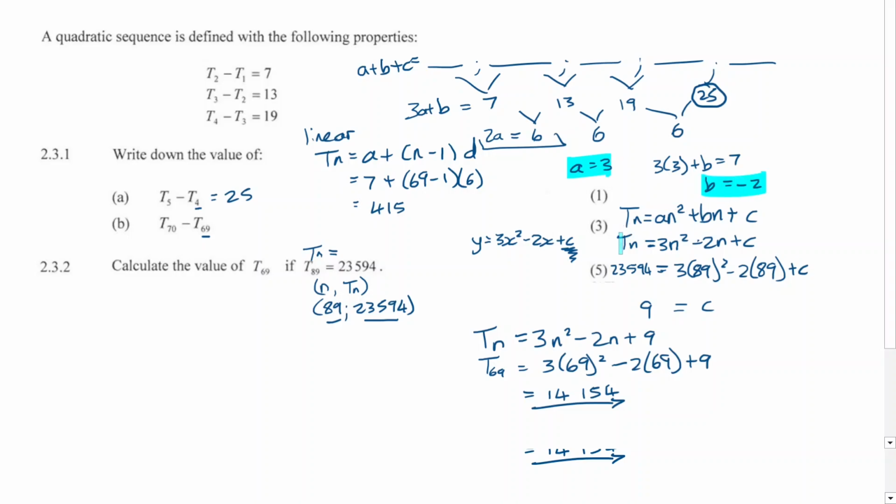I can then start to write the formula, and because I think like graphs, if I'm missing one letter, I need to sub in a point, and the point would be what they gave us here, and that then allowed us to get c. And once we had c, we had the full formula, and we can work out anything that they asked from there.